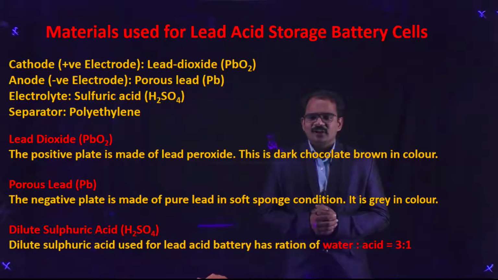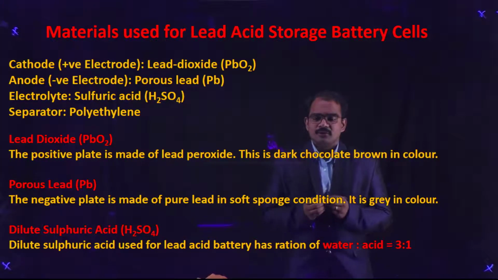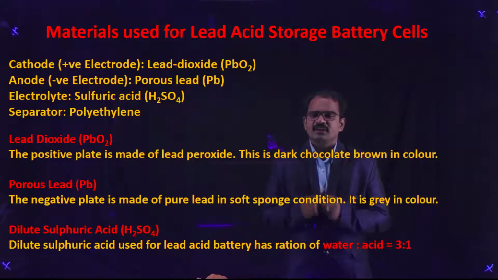The positive plate of this lead acid battery is made of lead dioxide, and the color of this lead dioxide is dark chocolate brown. The negative plate is made of porous lead, which will be in the form of a sponge, and its color is grey. Whereas sulfuric acid is used as an electrolyte in a lead acid battery. Particularly we will use dilute sulfuric acid. So we have to mix water and acid in the ratio of 3:1, and we use this solution in a lead acid battery.